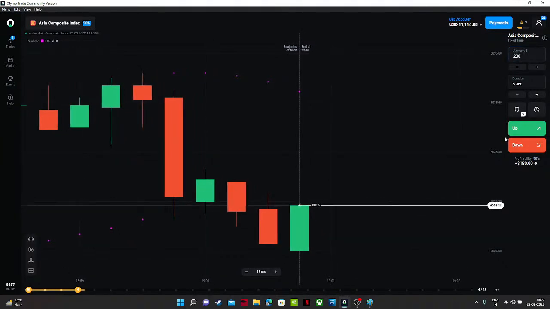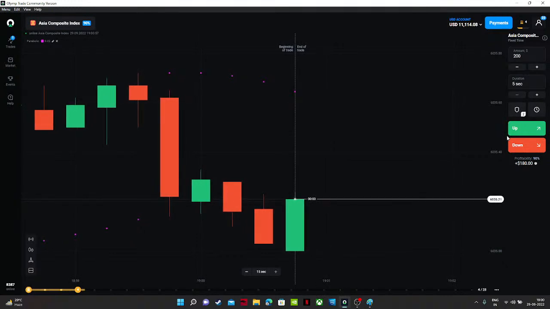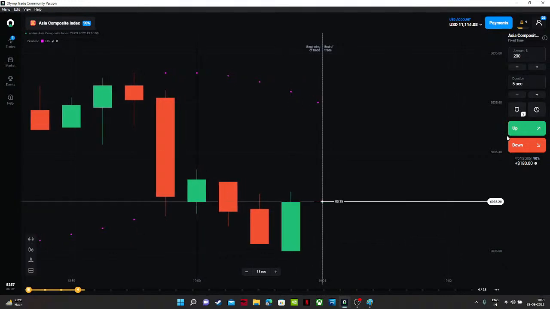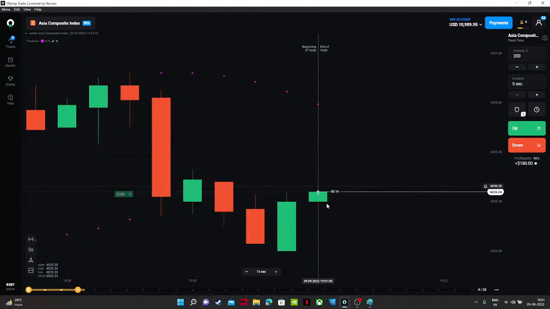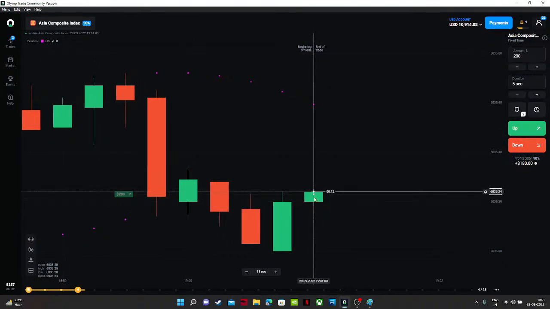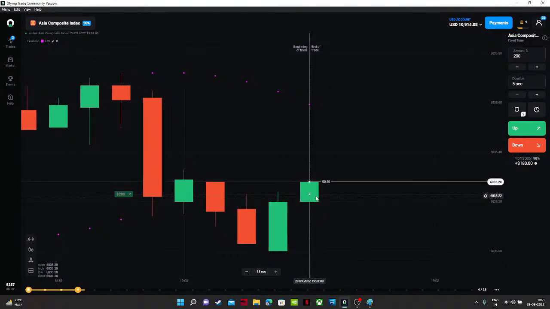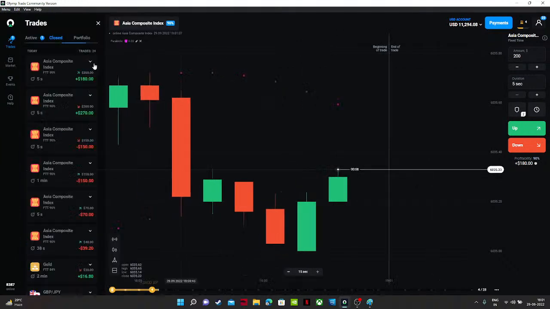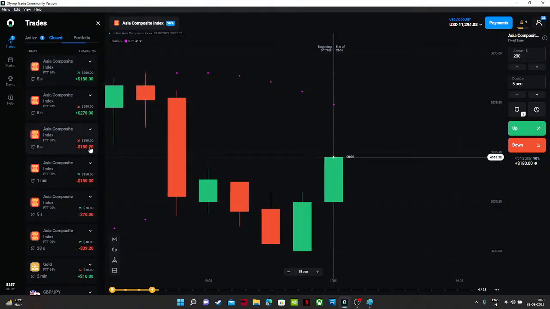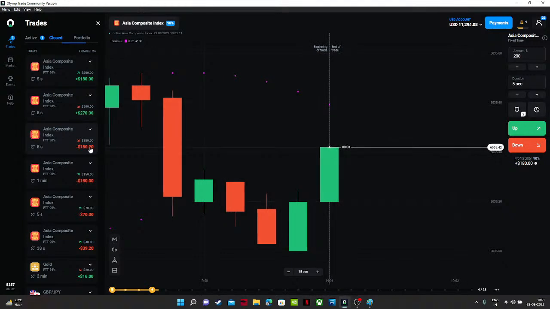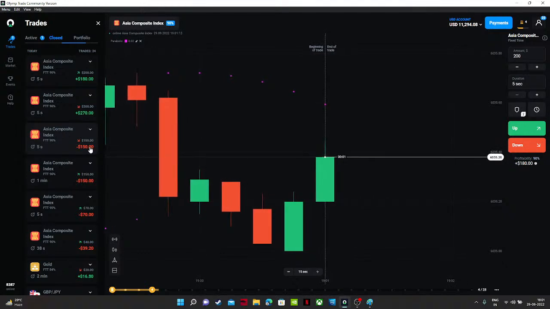Let us wait for the next candle. Whatever color initially the candle will show, for example, green, it showed green color initially, so I entered into an upside trade. We won this trade. All the losses have been recovered, and the whole situation is now profitable by almost $50 to $60.